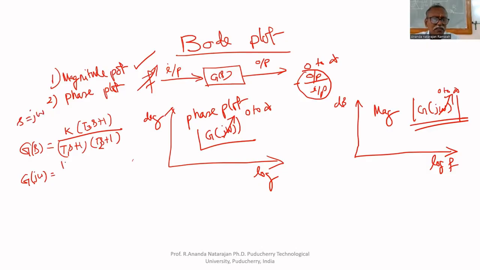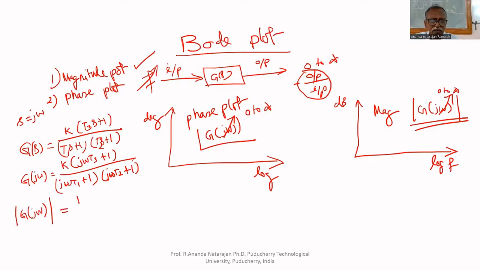If you replace S by j omega, what will you get? You get K upon (j omega tau 1 plus 1) multiplied by (j omega tau 2 plus 1). Replacing S by j omega, you get the frequency transfer function. For that, what is the magnitude? We have to plot modulus of G of j omega as omega varies from 0 to infinity.